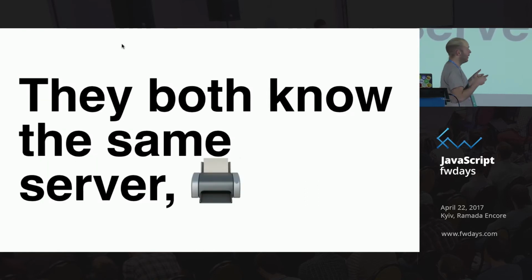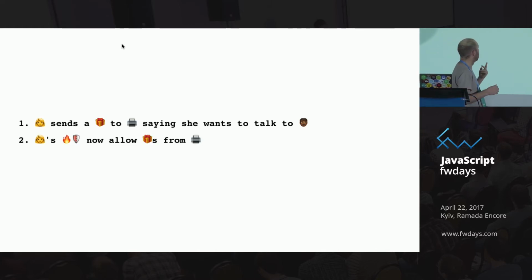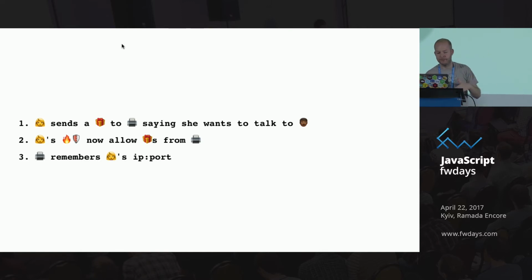Well, it actually becomes a lot easier if they just know a server. Let me explain why. So let's assume they have a server they both know. So what they can do is Alice can send a packet to the server, and it's a UDP packet. She says, hey, I would like to talk to Bob, right? So like before, this packet arrives at Alice's firewall, and this firewall will now allow the server to reply back, right? Because that's how it works, like I explained before.